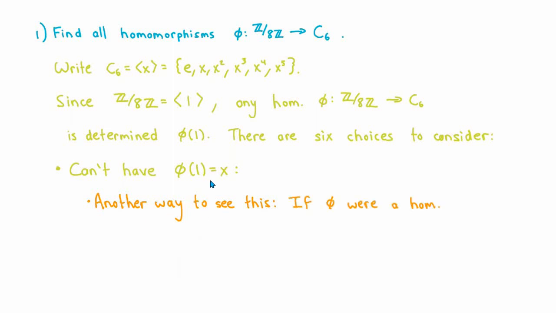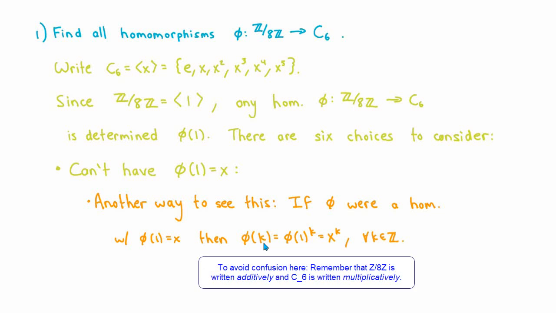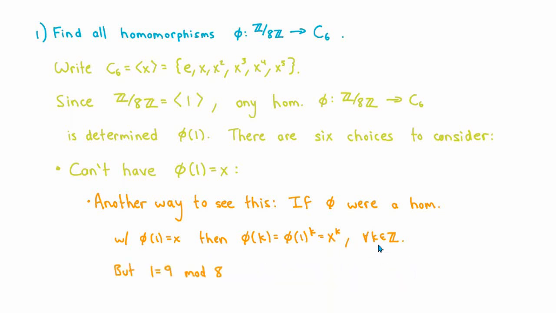So let's suppose that we did have a homomorphism phi from Z mod 8Z to C6 with phi of 1 equals x. Then by property 1c, since phi is a homomorphism, we would have to have that phi of k is phi of 1 to the k, which is x to the k, for every integer k. But now think about the fact that 1 is equal to 9 mod 8. Well, that should mean that phi of 9 is equal to phi of 1.